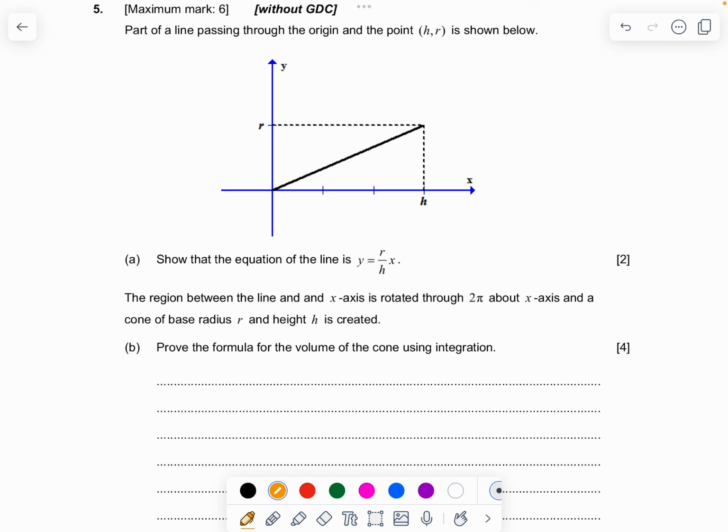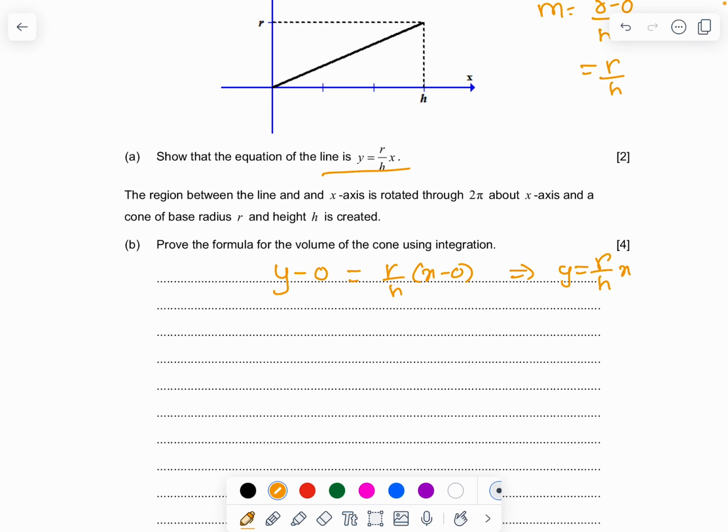Question number 5. We have to find the equation of a straight line. So first of all, find the gradient, y2 minus y1 by x2 minus x1, which is r upon h. So the equation is y minus y1 equals m times x minus x1. So from there we get y equals r upon h x. Just now we came to know that whenever we take a straight line and rotate it, it becomes a cone. So we have to find the volume of the cone. It is pi integral 0 to h, r upon h x whole square dx.